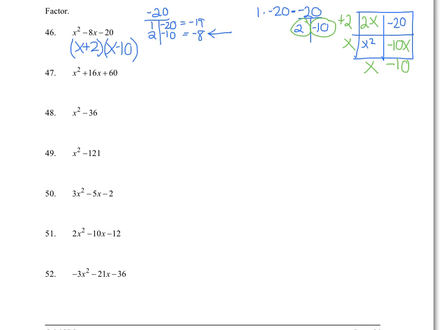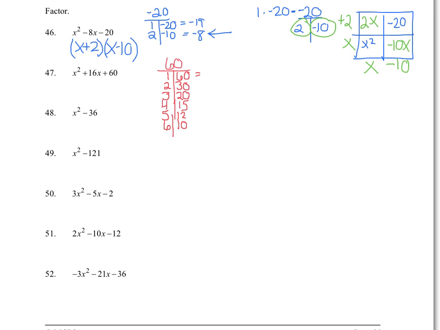My next one is x squared plus 16x plus 60. So I'm going to look at what multiplies to 60 but adds to 16. Well, I know they're both going to be positive since this term is positive. So I'll start listing my factors. 1 and 60, 2 and 30, 3 and 20, 4 and 15, 5 and 12, 6 and 10.